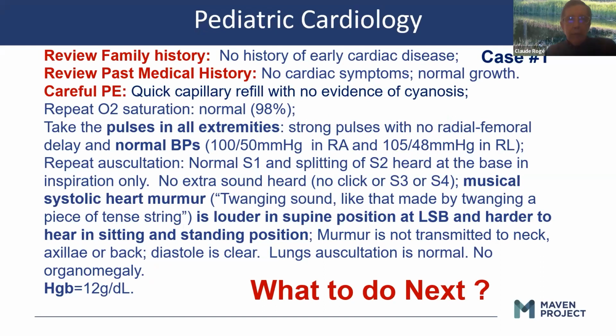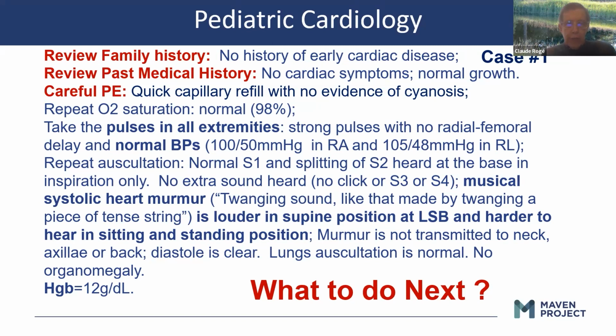All right, so you review the family history, and very important, there is no history of early cardiac disease, that's good. You review the past medical history, you ask about all the symptoms we talked about before: chest pain, palpitation, dizziness, fainting. No cardiac symptoms. You look at the growth chart, normal growth, perfect. Then you do a careful physical exam. You heard the murmur, but now you are going to focus on capturing all the relevant information.